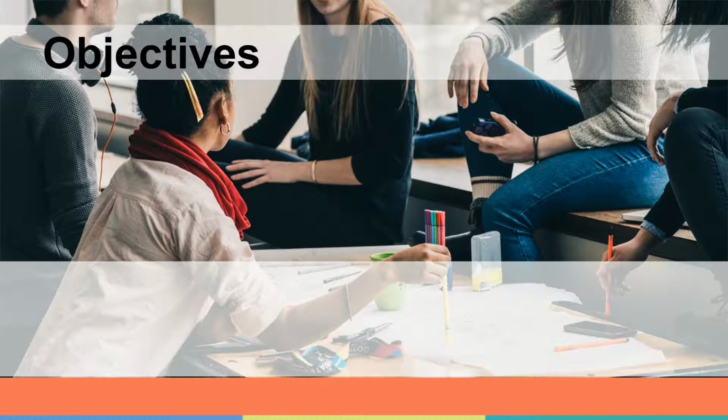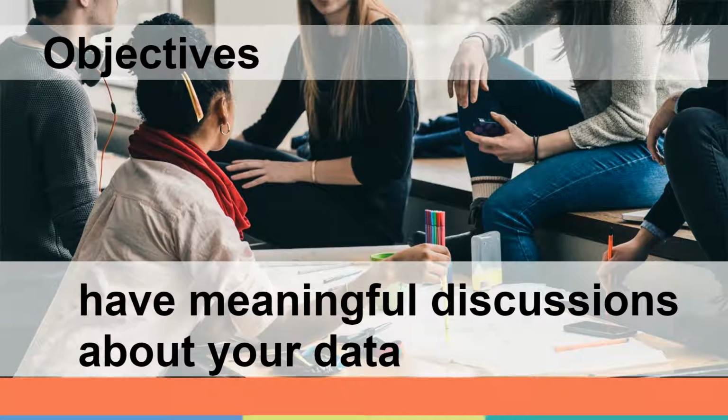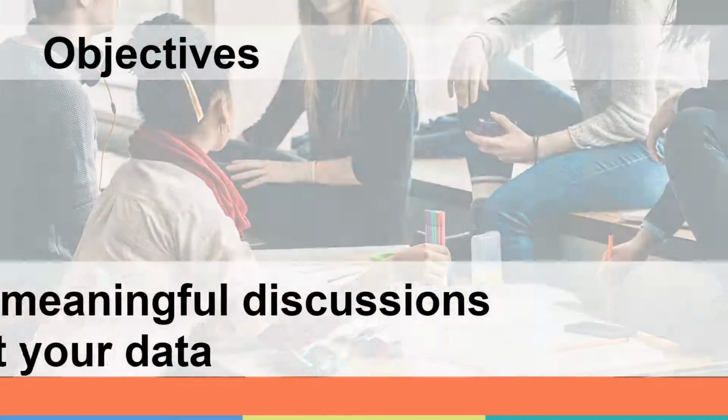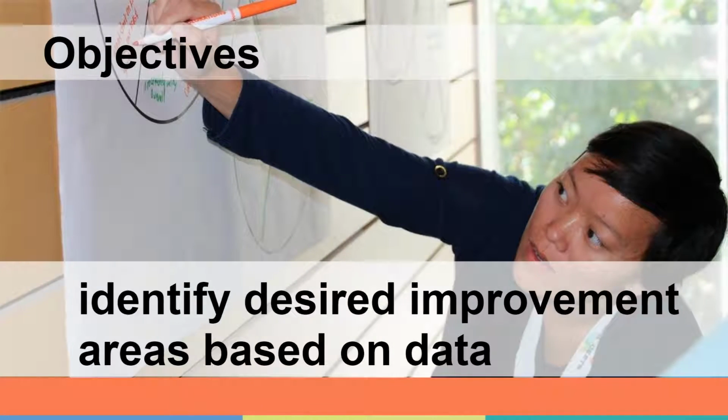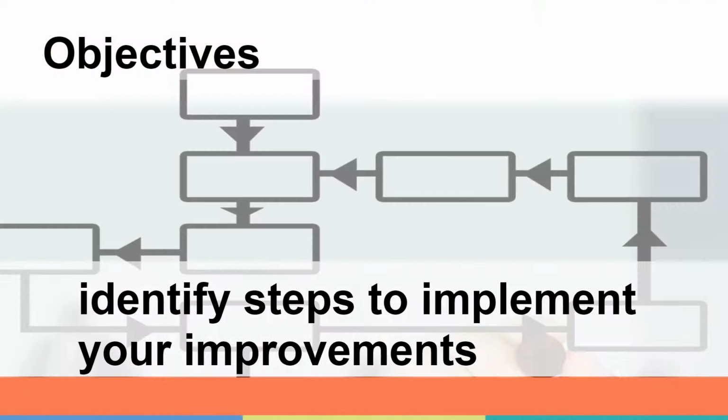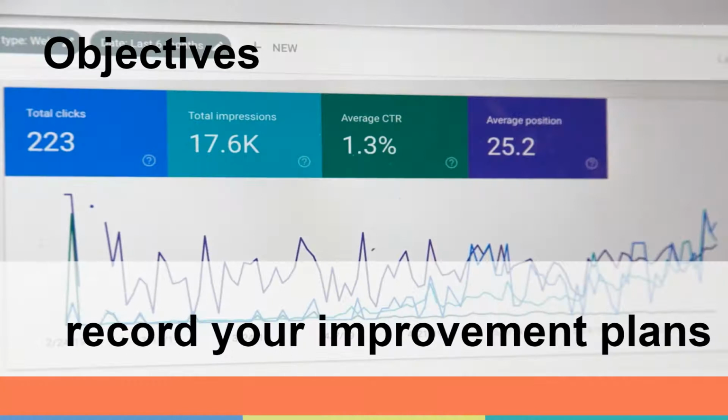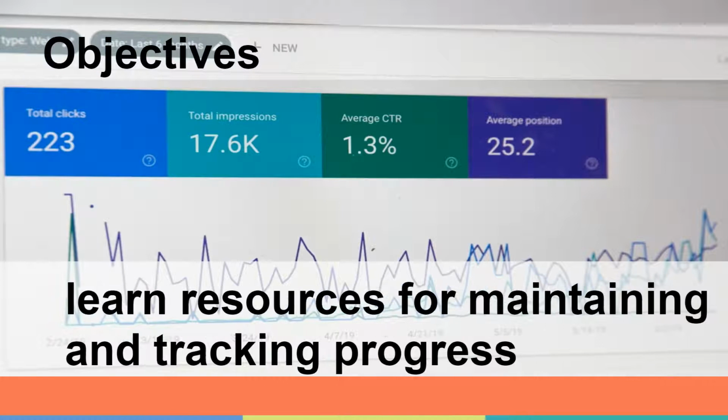Working through this process, your team will have meaningful discussions about the data you brought with you today and improvement priorities that are based on those discussions. You will be able to identify relevant and actionable steps to implement those improvements. Finally, your team will record your improvement plans and learn about the resources available for maintaining and tracking progress.